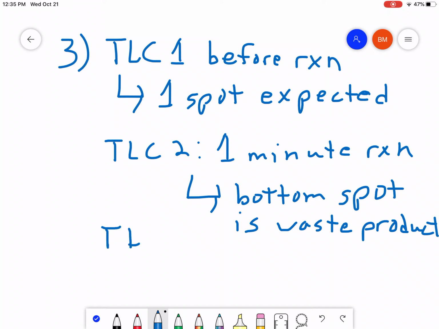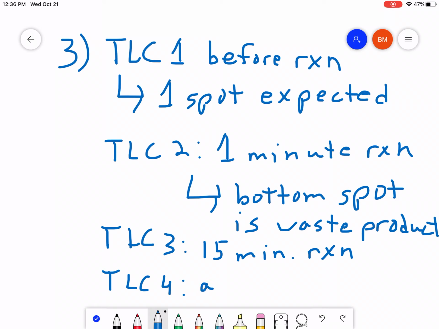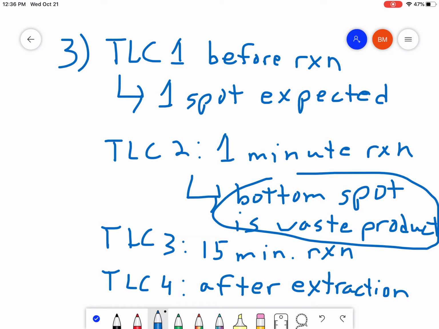Then you're going to do TLC 3 after 15 minutes. And hopefully by now the spots of interest are changing and you can tell something about it. All right, at this point you can stop the reaction and you can follow the instructions to set up an extraction and get the organic layer. And finally, your last TLC is going to be after you do the extraction. After the extraction, you remember this waste product here that I mentioned that showed up? That should go away by the time you get to TLC 4.